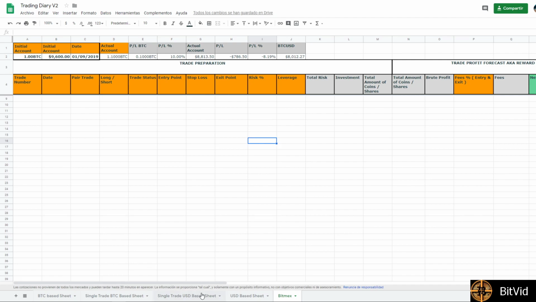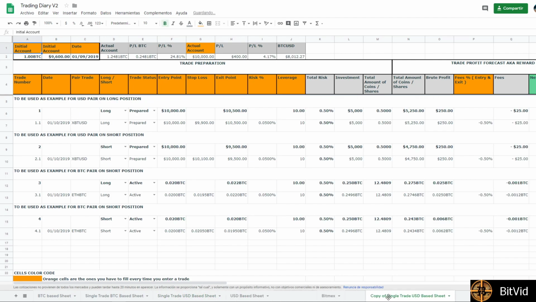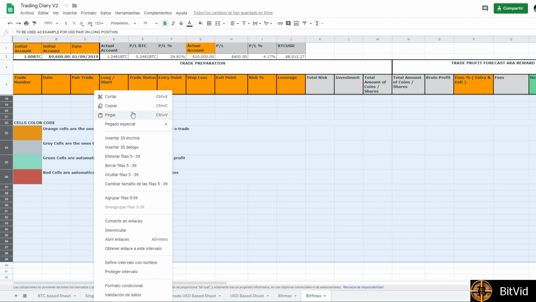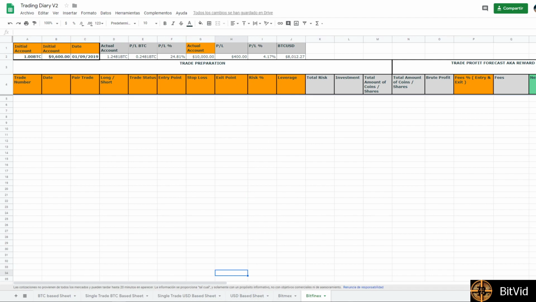So let's do the same with a USD currency based exchange. We go here, we duplicate, we move, rename, and let's put here Bitfinex. We go here and delete this. Okay, so at this moment, this is the sheet that we will use for every exchange for our diary. So first of all, let's understand what we have here above.